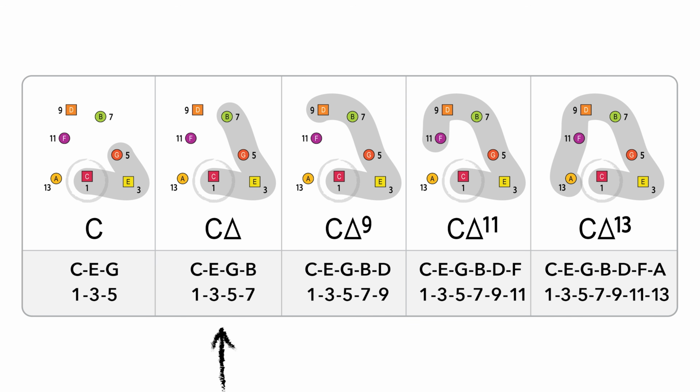By adding the B note to C major, we get the C major 7 chord: C, E, G, B. Continuing on, moving in a counterclockwise direction, we can add the D note to extend the chord into a C major 9: C, E, G, B, D. Adding the F note makes a C major 11 chord: C, E, G, B, D, F. And then with A, the chord is extended to a C major 13: C, E, G, B, D, F, A.